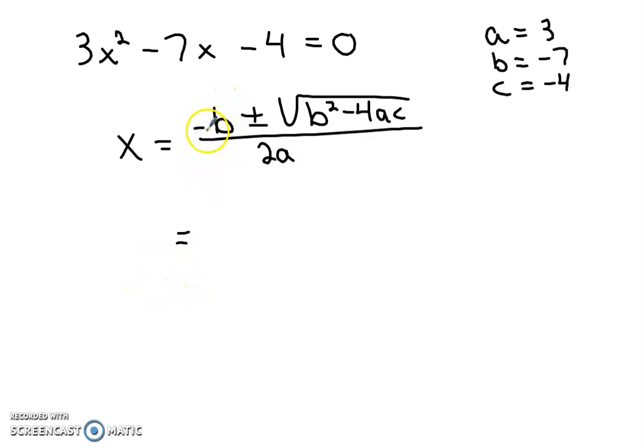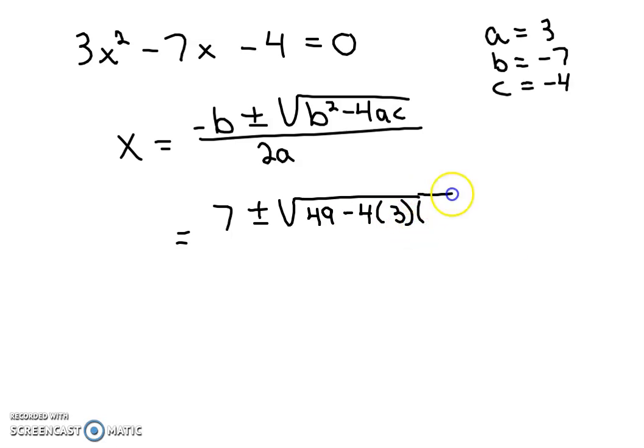The opposite of b is 7, right? Because b is negative 7, so 7 plus or minus the square root of, well, b squared is negative 7 squared, so I'm just going to write 49, minus 4 times a is 3, c is negative 4. Okay, we put all that under the big giant square root sign, and then a big huge fraction bar, and then 2 times a is 6.